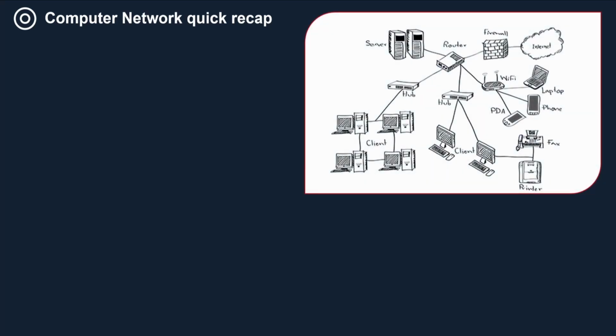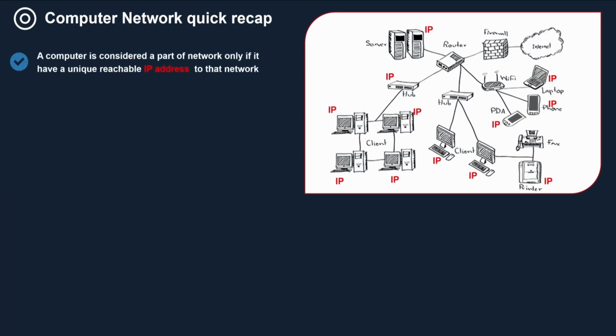As we are going to create a web application using Python, let's take one step back and have a quick recap regarding the computer network. So let's take a look at this picture of a network. It's a bunch of computers connected together. On the other hand, a computer is considered a part of the network if it has a unique reachable IP.